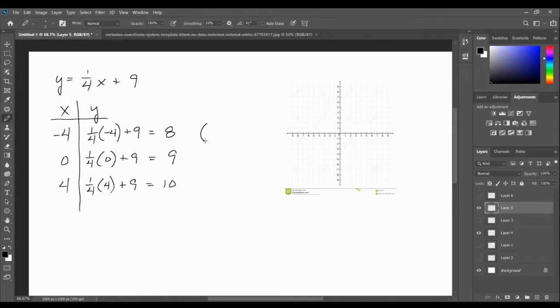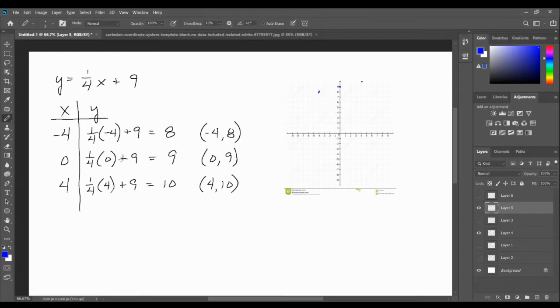So the ordered pairs I've created are my x value and the corresponding y value I got after doing the calculations. So I now have 3 points that are part of this function when it's graphed. And so now I can just come over here and plot those points. -4, 8 is there, 0, 9 is here, and 4, 10 is up here.